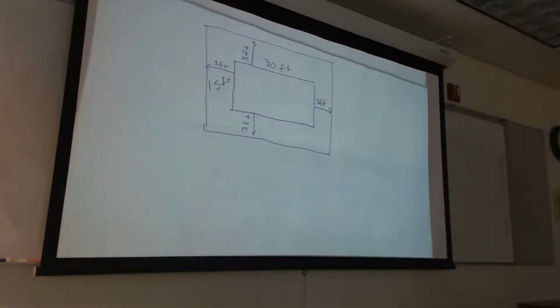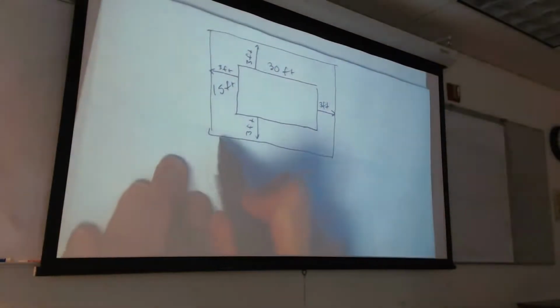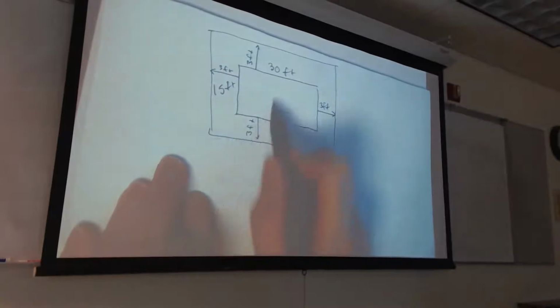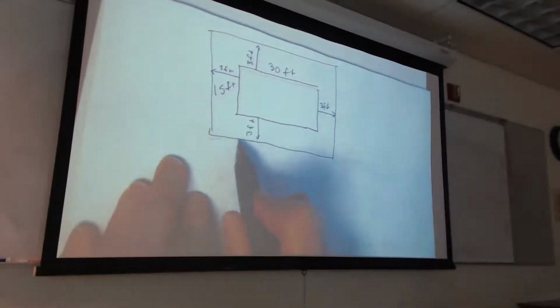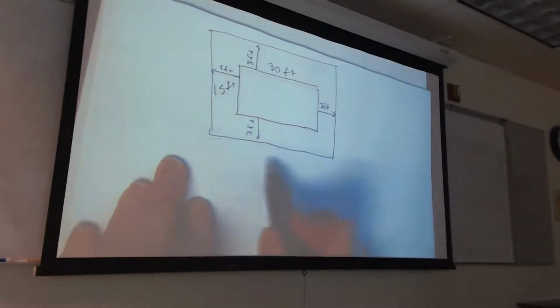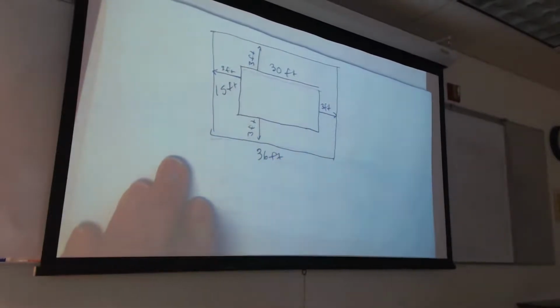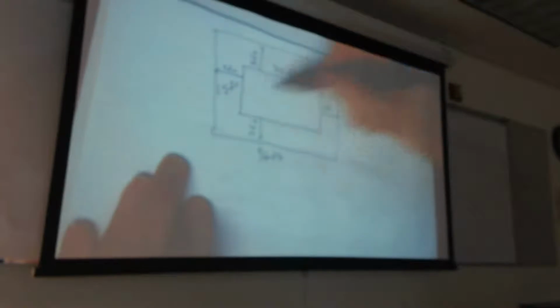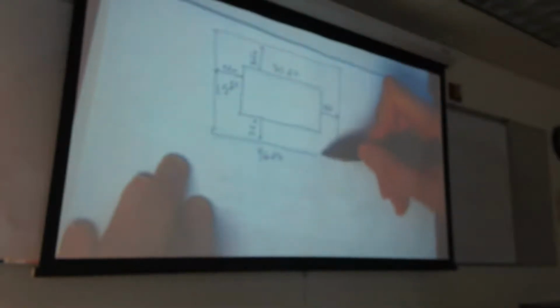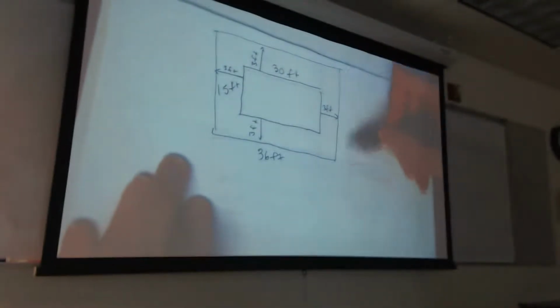So if it's 3 feet out from each side, how long is this whole part? If the pool itself is 30 feet, plus 3 plus 3, what is the whole thing? This is 36 feet. What about this part? If this part of the pool is 15 and we've got 3 feet here and 3 feet here, what is this long part? 21.